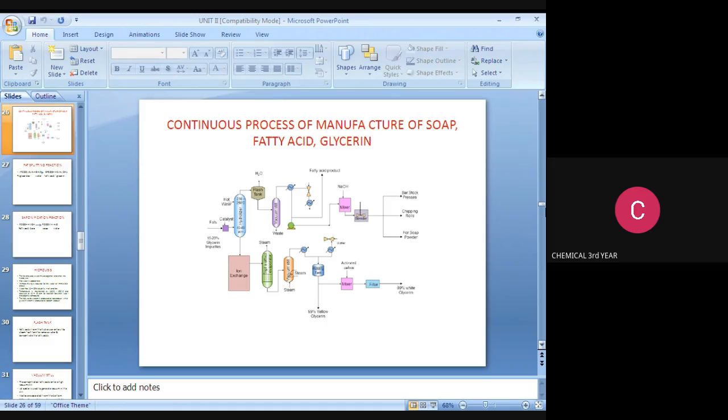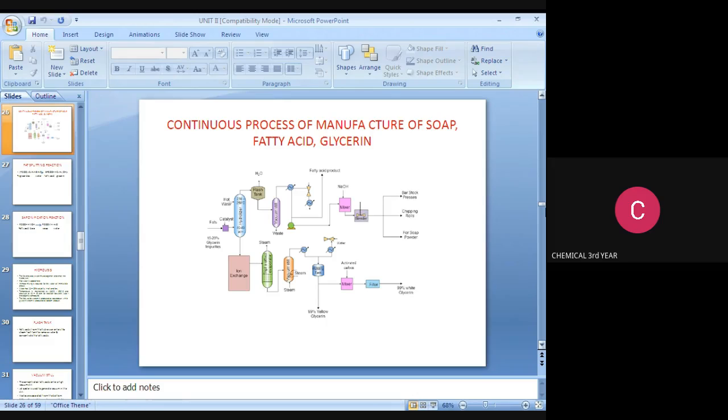We are adding activated carbon and filter, and we are obtaining 99% white glycerin. In this flow sheet, we are obtaining three products. One is fatty acid, another one is soap powder, and the third one is glycerin. This is the manufacturing process of soap, fatty acid, and glycerin.